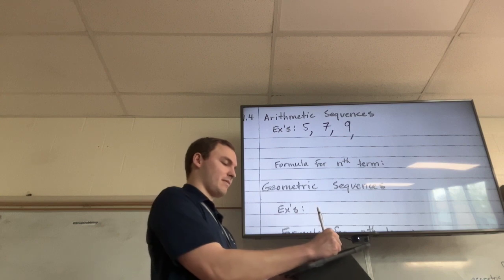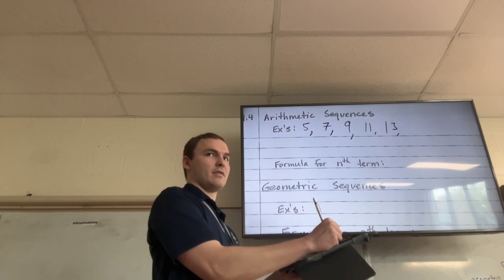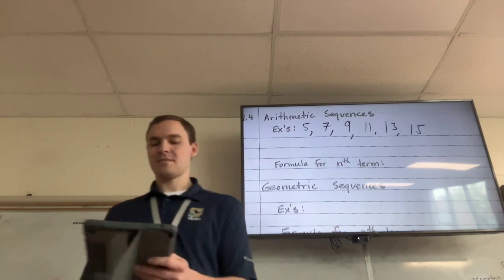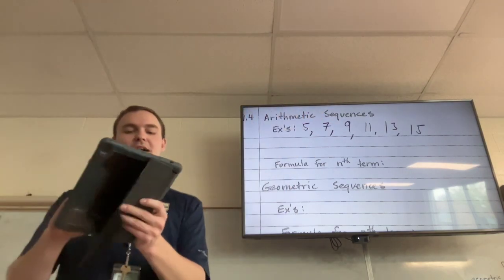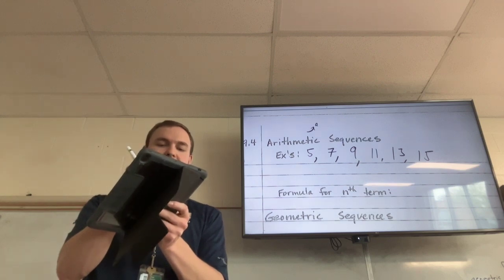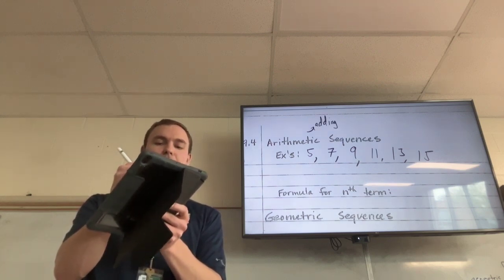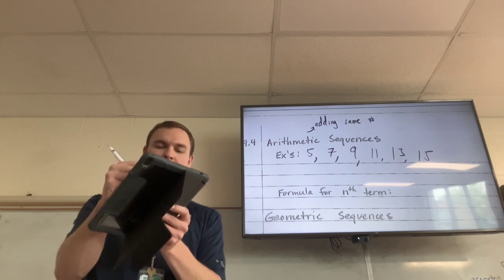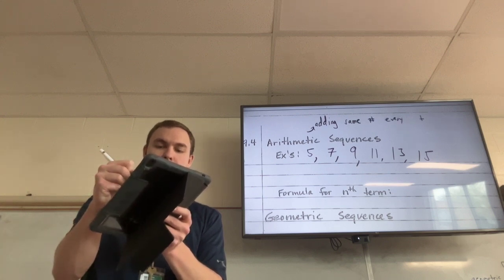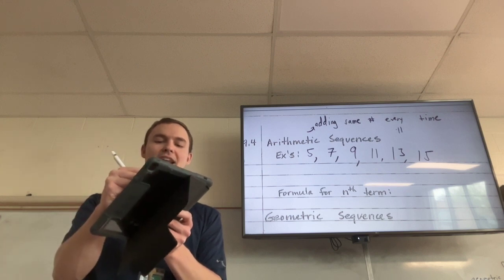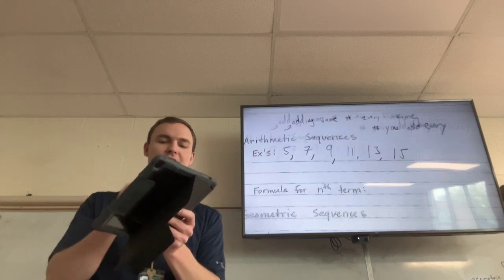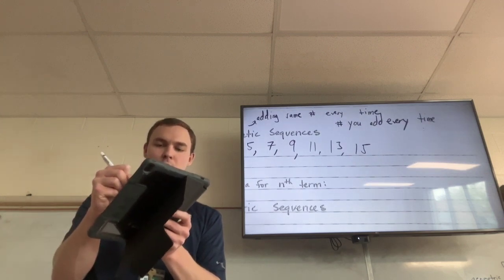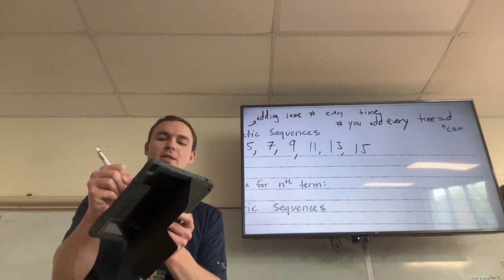9. What's the next number? 15, yeah. So what I'm doing is I'm just adding the same number every time. That's what an arithmetic sequence is. You're adding the same number every time. The number you add every time is called D. It's called the common difference.